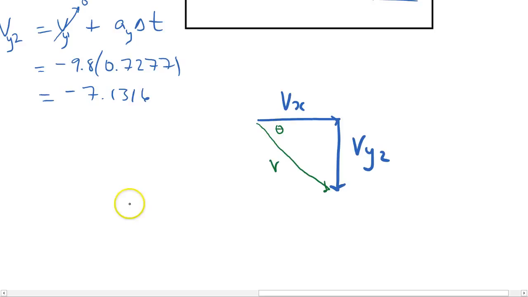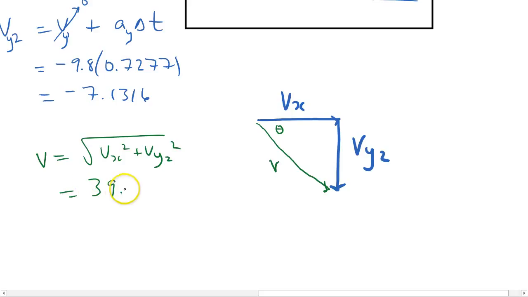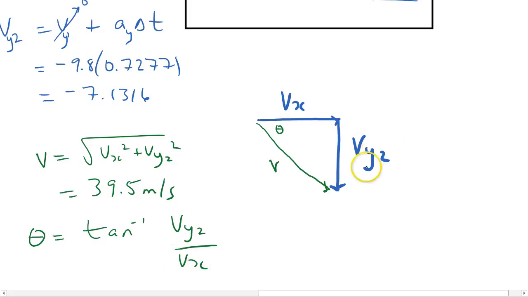So again, it's just going to be our Pythagoras. V is going to be equal to the square root of Vx squared plus Vy2 squared. When I plug in all the numbers, I think I end up getting 39.5 meters per second. And when I do the angle, again, remember it's going to be the inverse tan of my y over my x, Vy2 over Vx, and Vy2 is negative. I want to put those in as positive values just like I did before, and I think in this one I get 10.4 degrees.